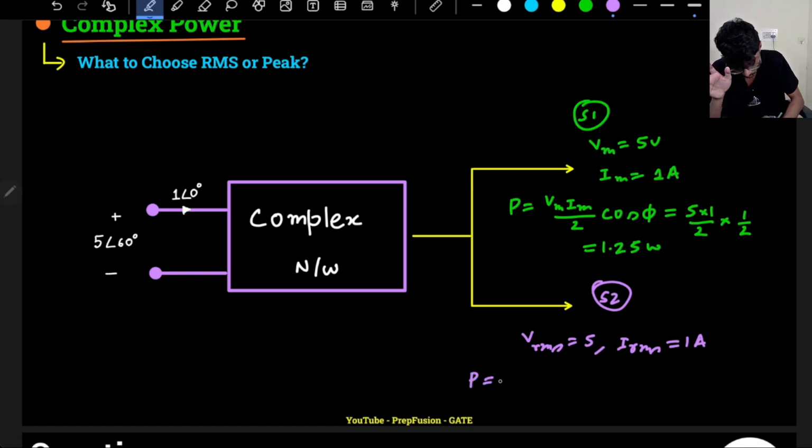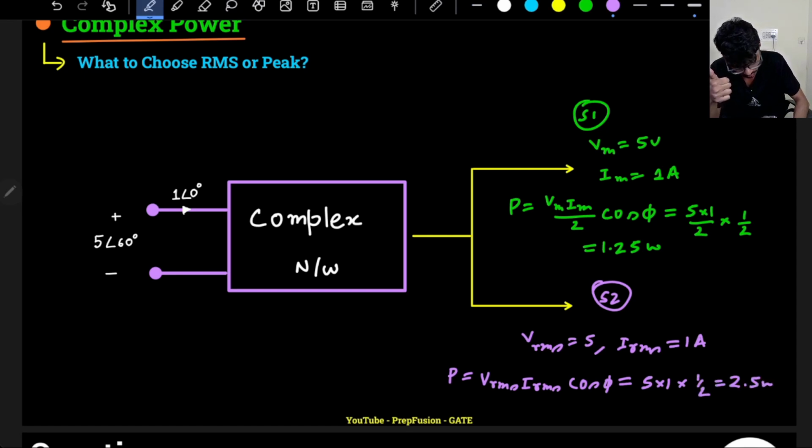So which formula will I use here? The same formula, just a bit interchanged. It is VRMS into IRMS into cos phi. So it equals VRMS is 5, IRMS is 1, cos phi is cos 60. Cos 60 is 1 by 2, correct? So it will be 2.5.